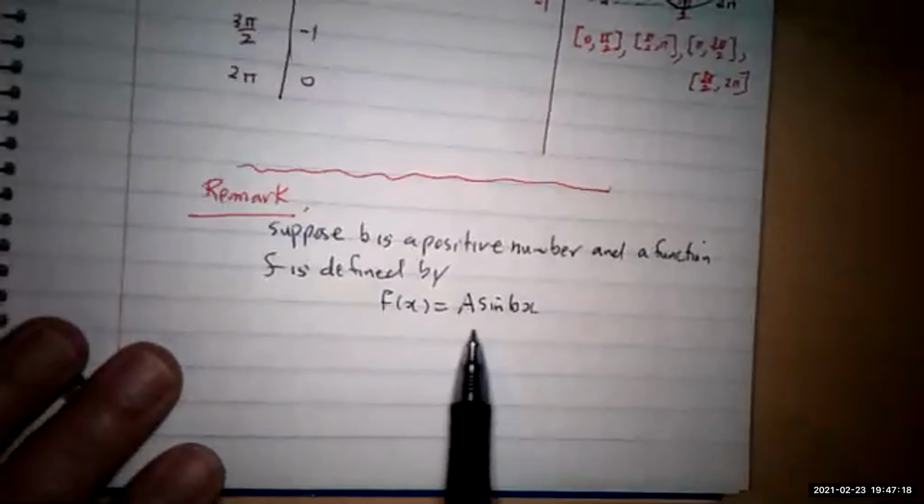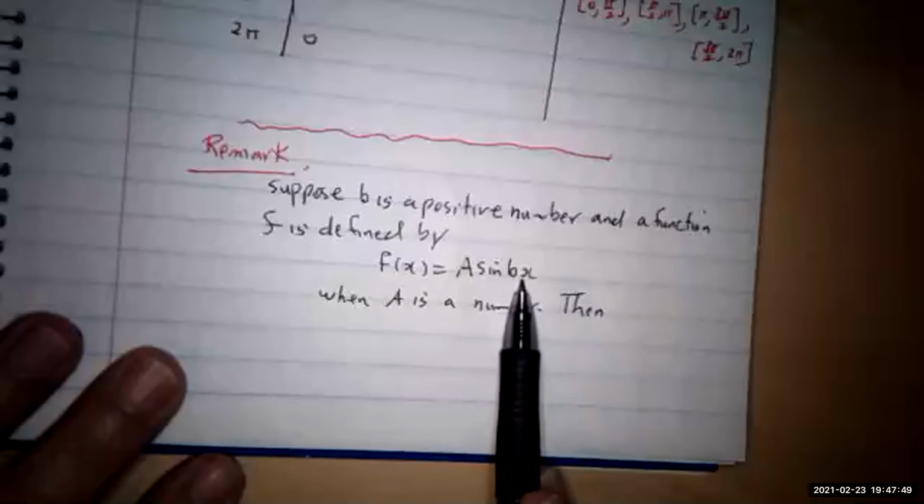For sine x, the period is 0 to 2 pi. After 2 pi it would be repeated. In this case, bx is equal to 2 pi, so you want to find x. So x would be 2 pi over b. If there is no coefficient, it's going to be 1. Then the period is going to be important for us.